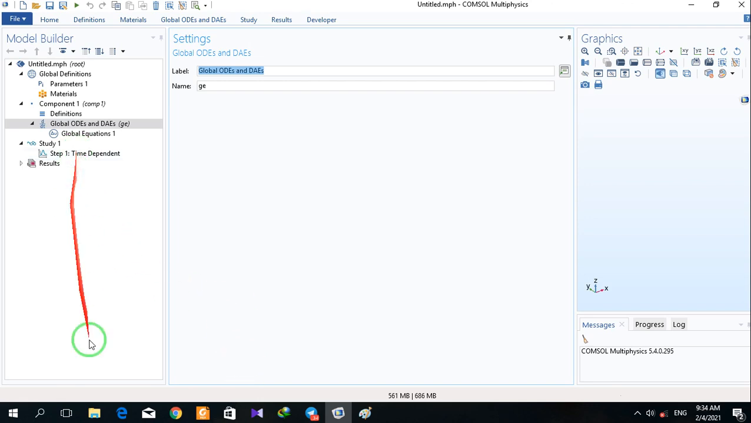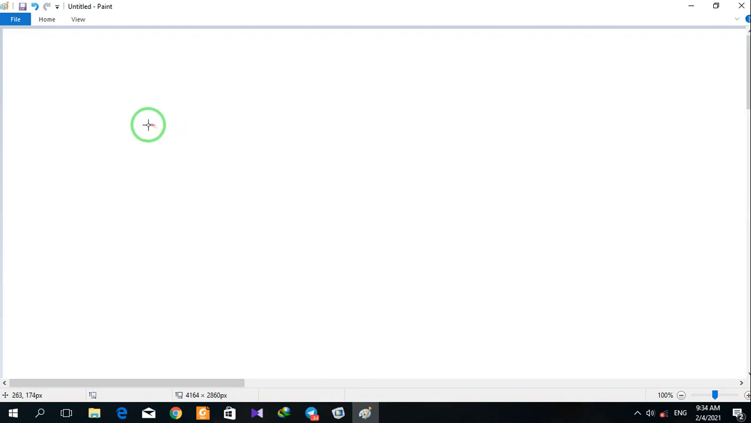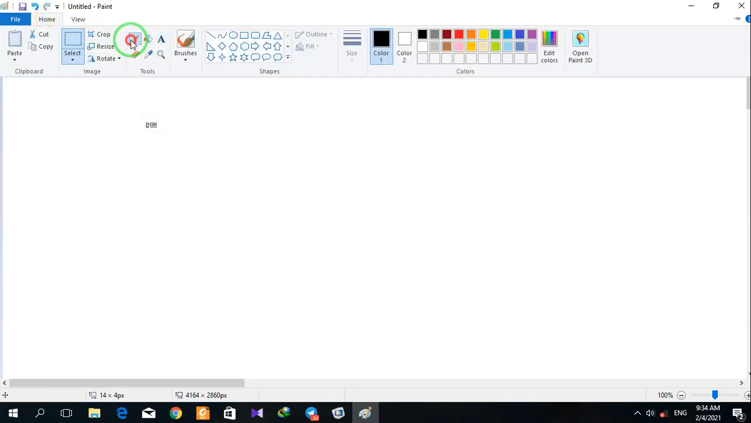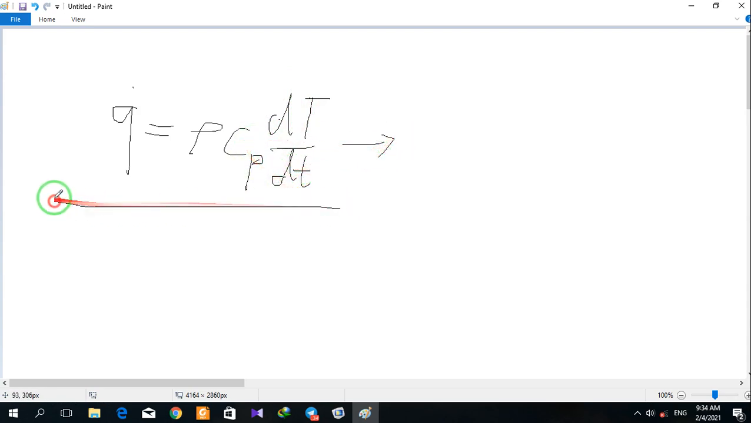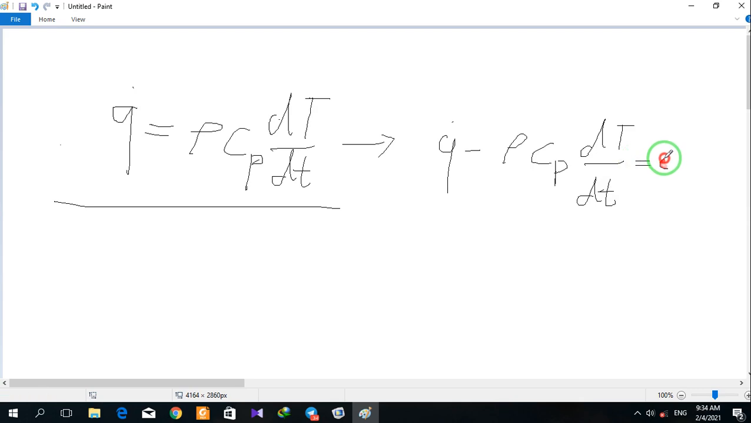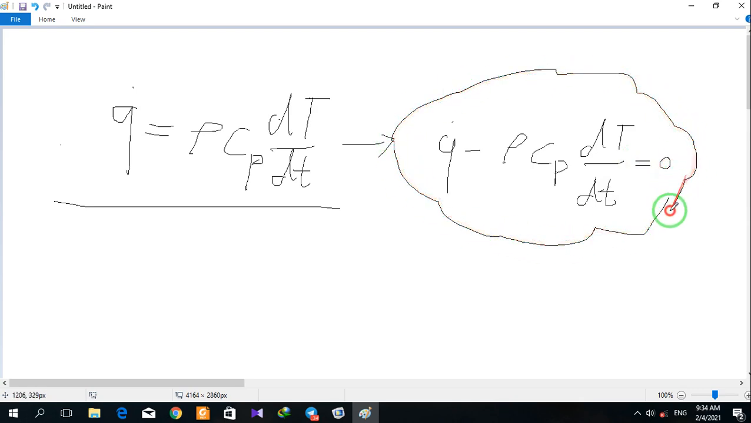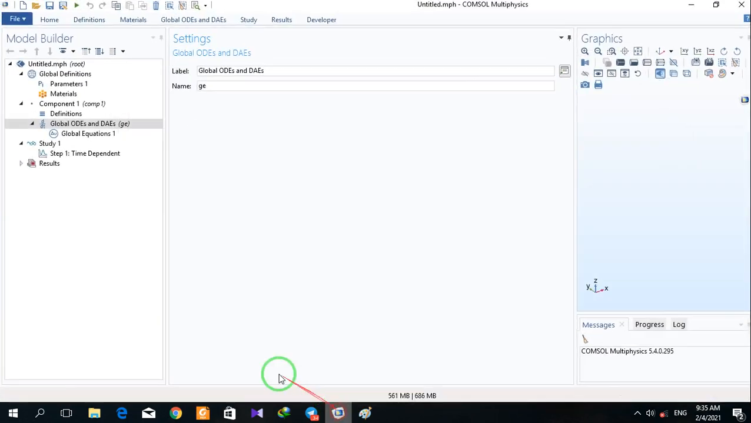So the equation that I want to solve is Q dot equals rho Cp dT with the time. So I put it in a normal way: Q dot minus rho Cp dT where the time equals 0. So this is our equation.